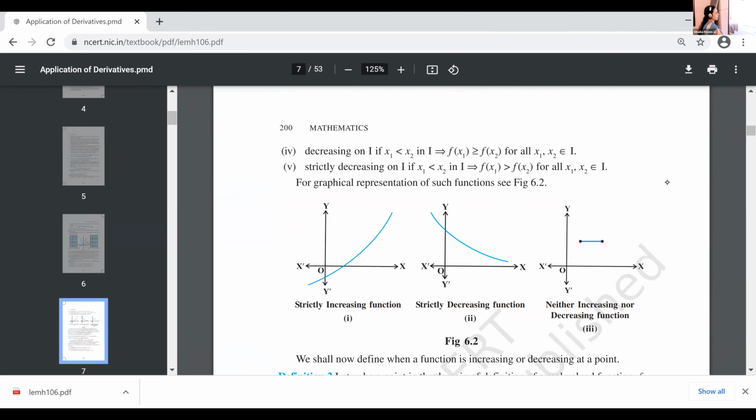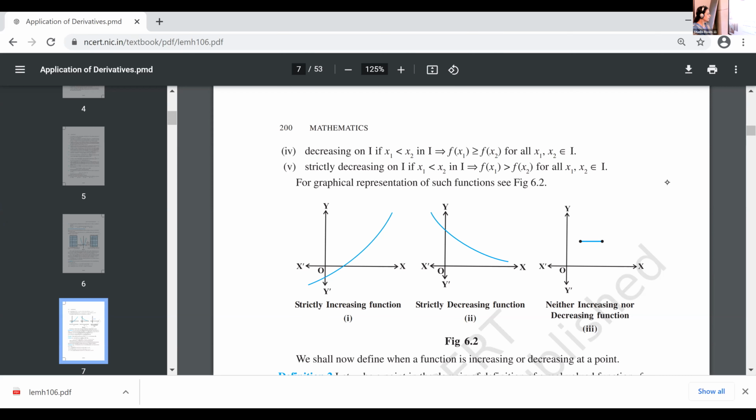Now look at the graph given here. Look at the first graph. Is it an increasing function or decreasing function? Increasing. Look here: as the value of x is increasing, now here it is 0, 1, 2, 3, f of x is also increasing. Therefore, it is a strictly increasing function.